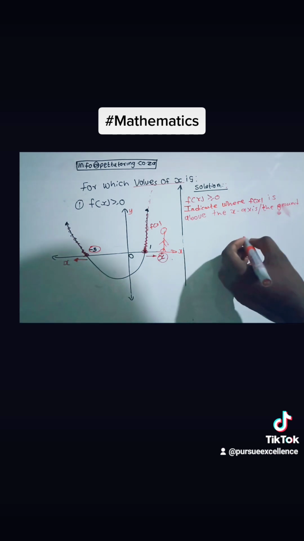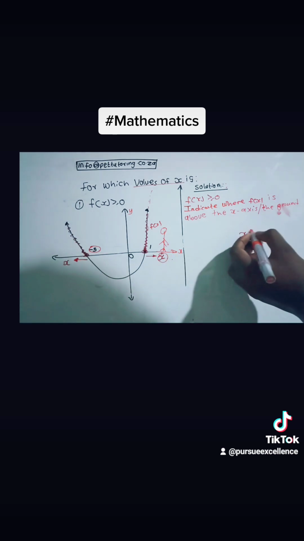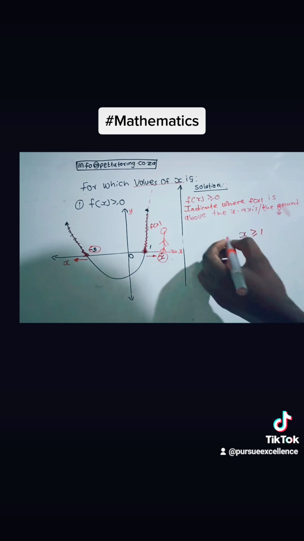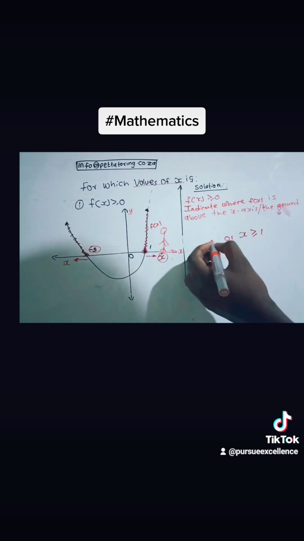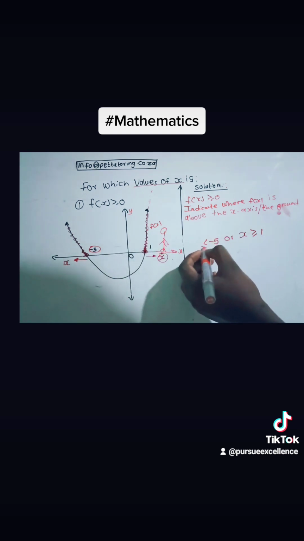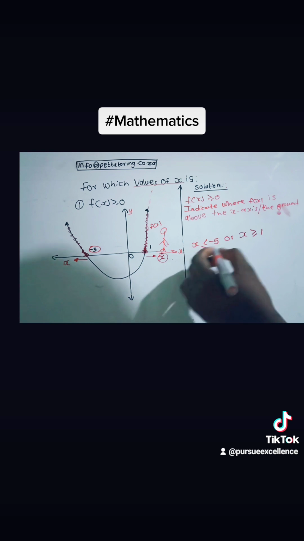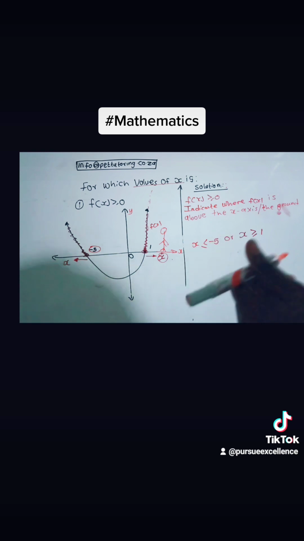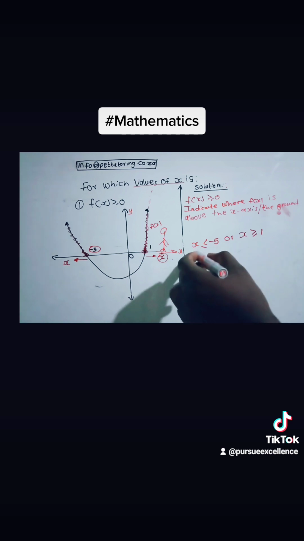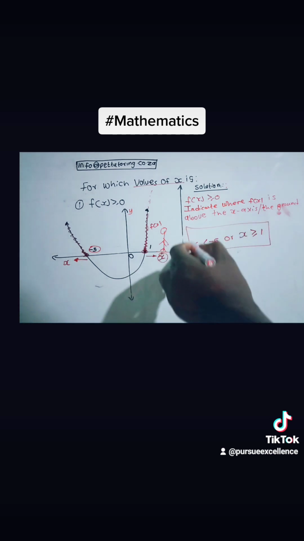How to write it? You're gonna say it is where x is greater or equal to 1, or where -5 is greater or equal to the values of x. -5 greater or equal to this x. This would be the solution.